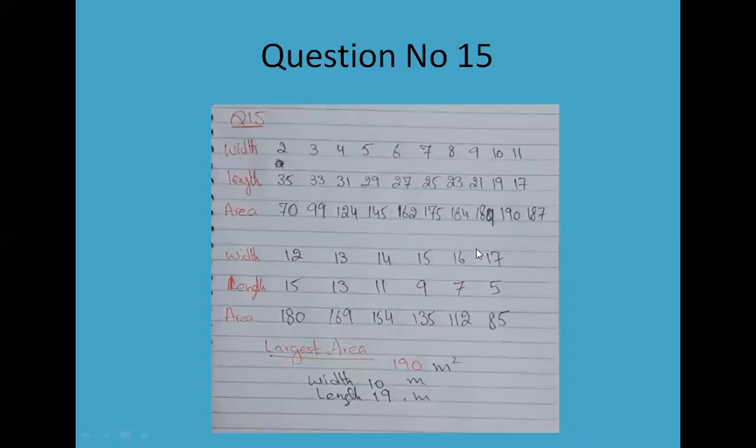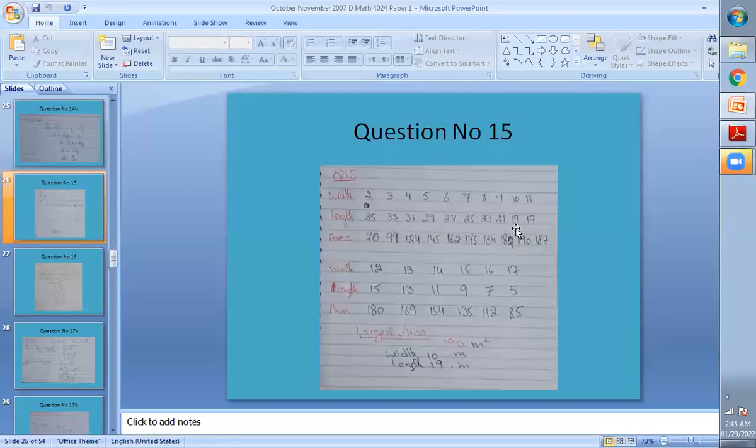Their question was, where is the largest area? You look at the area carefully. This one is the largest area, and after that, the area has started dropping again. So the largest area will be 190 meters square. Largest area possible is 190 meters square. Here, the length of that enclosure will be 19, and the width will be 10. A little tricky question. Question number 15. It was okay. So let's go to the next question.